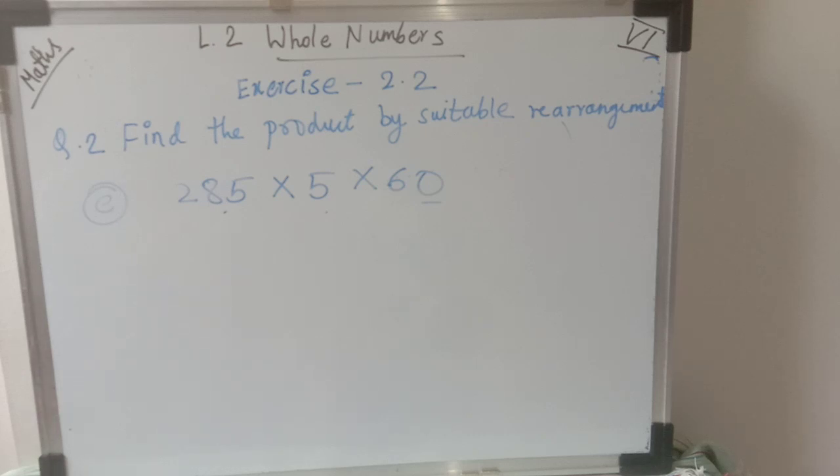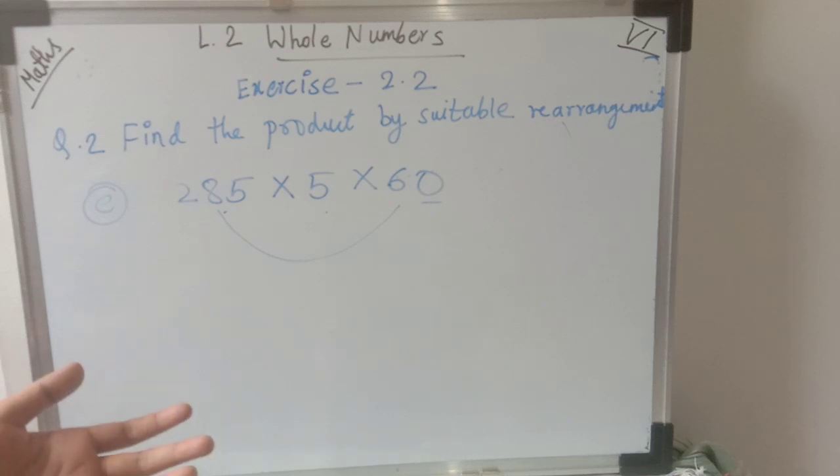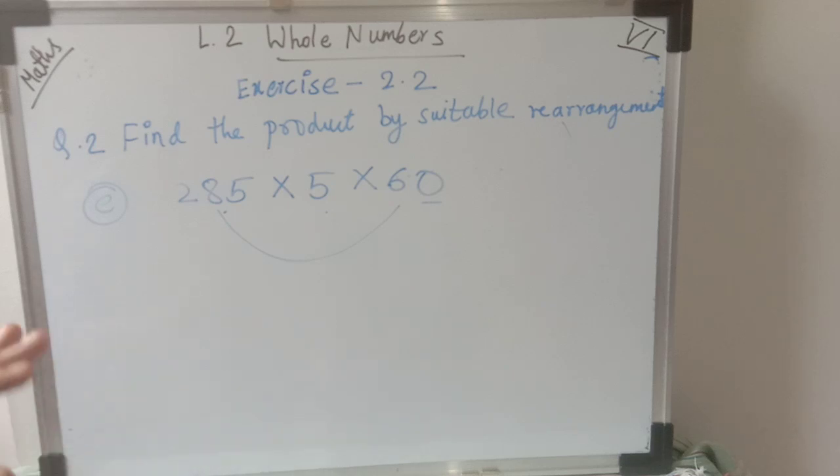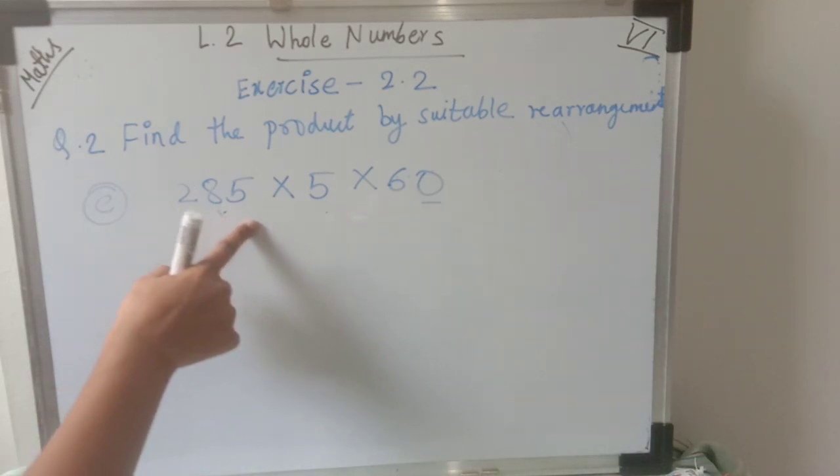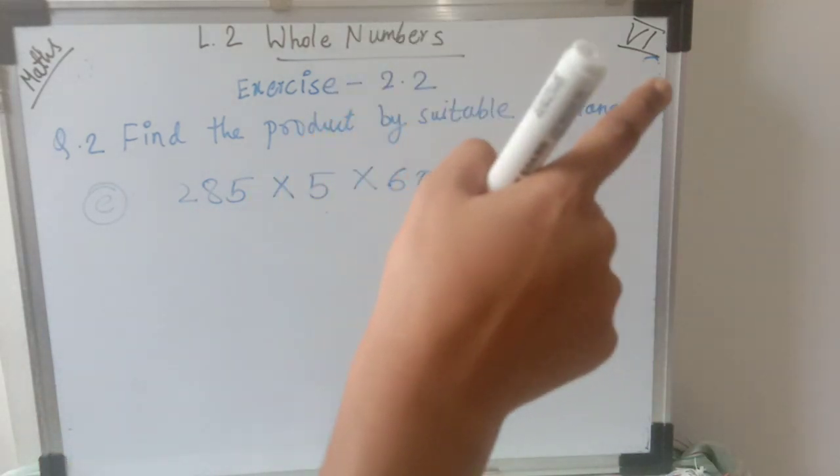Here some students might think that in the previous example the teacher multiplied the first one and the last, she did the multiplication of those numbers. So here also this question may come to your mind. But there is nothing like that. We will go in a simple way. As I told you before, we will do the multiplication in a simple way.